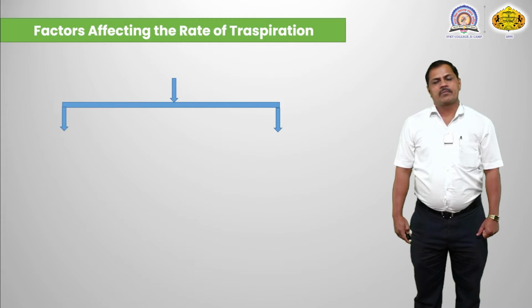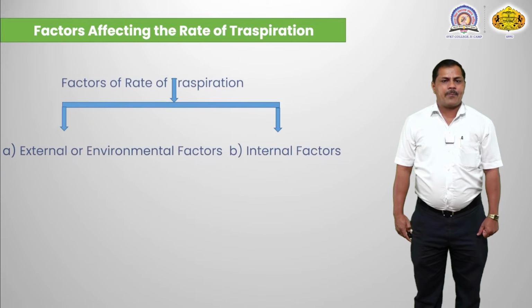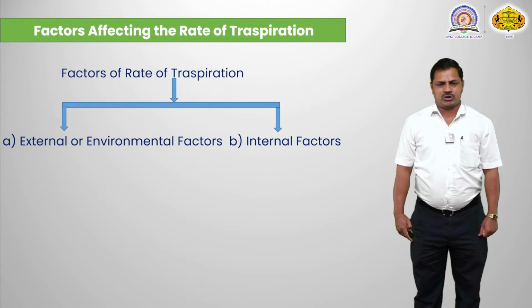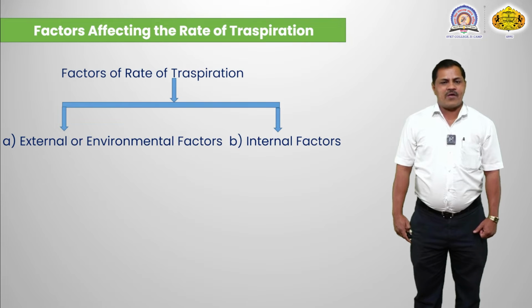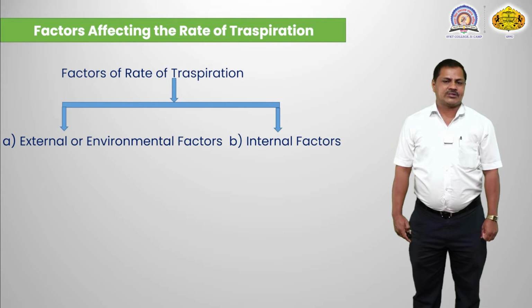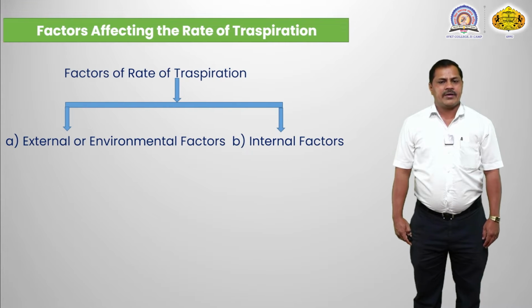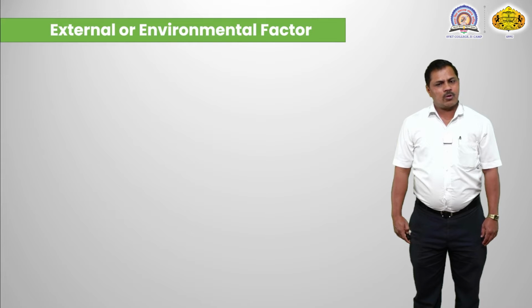Today we will discuss these one by one. First is the factors affecting the rate of transpiration. First is the internal factor, or environmental factor, and another is the external factor. These two kinds of factors affect the rate of transpiration. We will discuss them one by one.